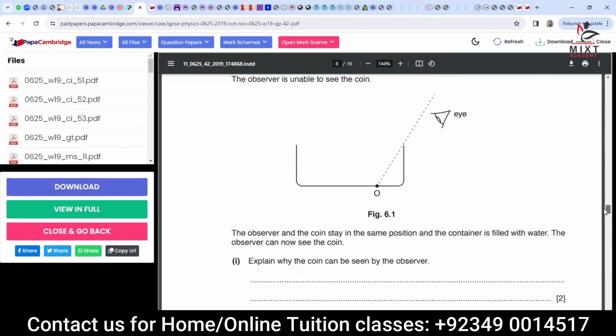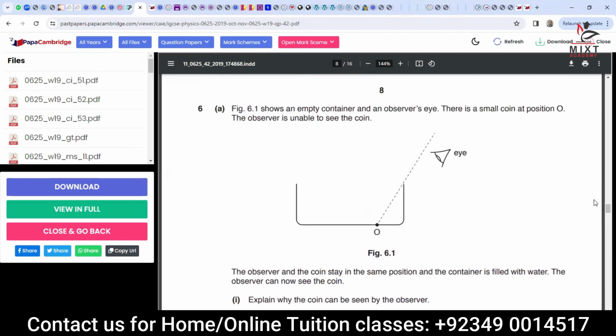All right. This is the one. Now, how to start with this question? They say it shows an empty container and an observer's eye. There is a small coin at the position O. The observer and the coin stay in the same position and the container is filled with water. The observer can now see the coin. Explain why the coin can be seen by the observer.